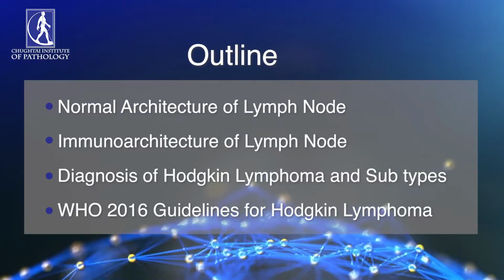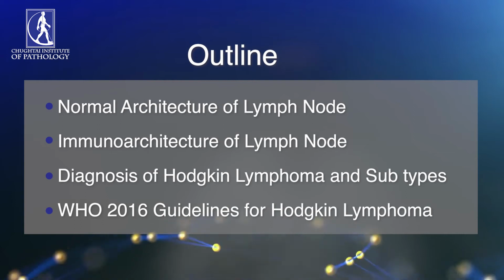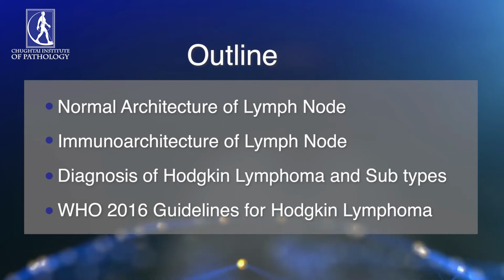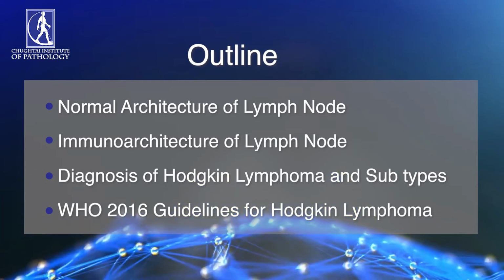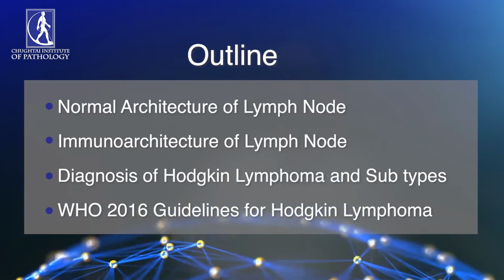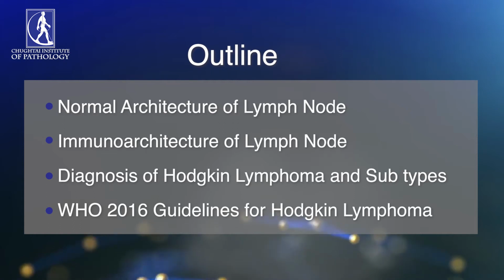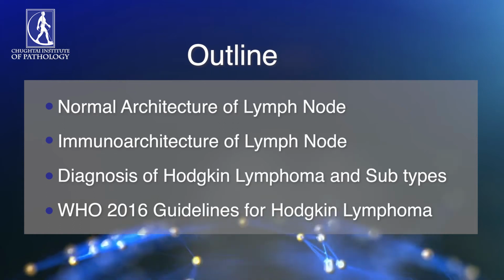Before starting my lecture, I would like to highlight a point that most of my lecture will contain the points which are diagnostically important. I will not go into too much theoretical detail. The main points of my lecture will include what is the normal architecture of the lymph node, what is the immunoarchitecture of the lymph node, followed by how to diagnose a case of Hodgkin's lymphoma and its various subtypes, and what are the different WHO 2016 guidelines for diagnosis of Hodgkin's lymphoma.